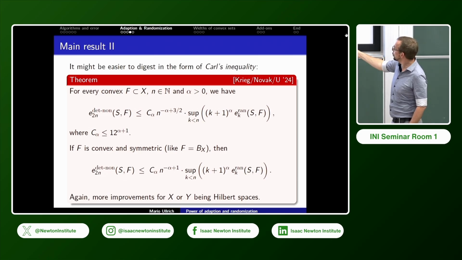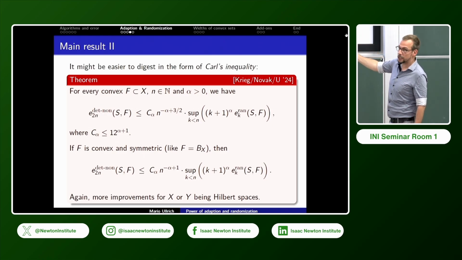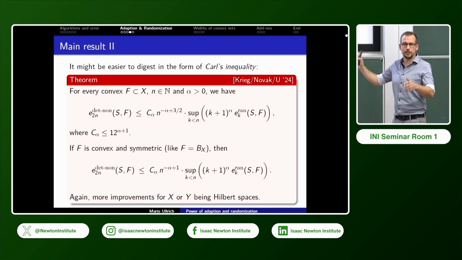Okay? So this really means as long as these numbers decay somehow regularly, like n to the minus s or n to the minus alpha, you get the same decay for this much smaller class of algorithms by adding some 3/2 in the general case. If the class is convex and symmetric, like a general unit ball, you just lose the factor n here. And again, there are more improvements possible if x or y is a Hilbert space.